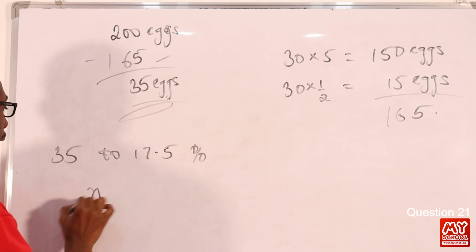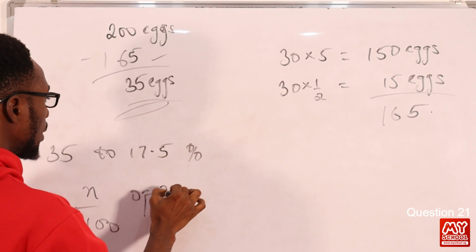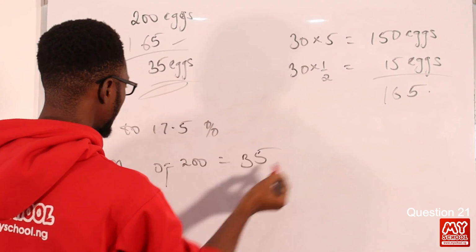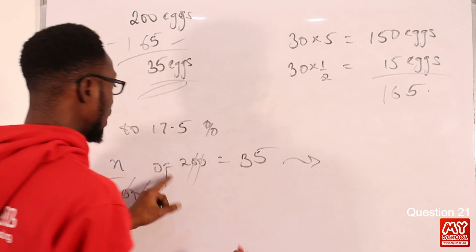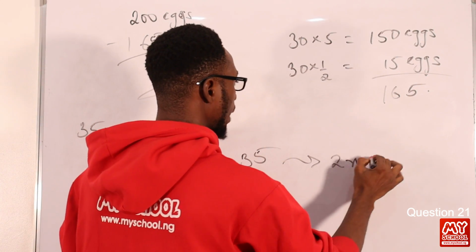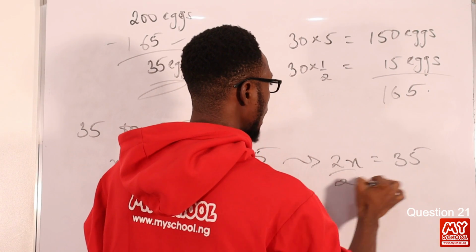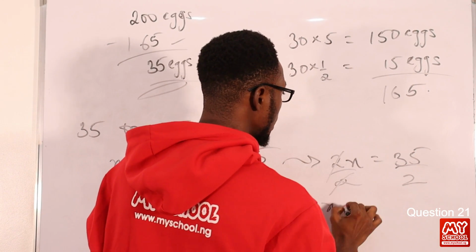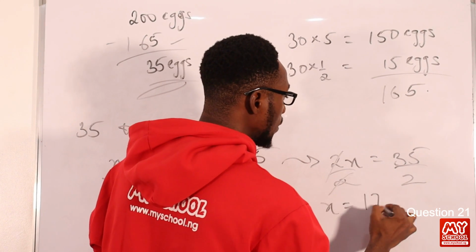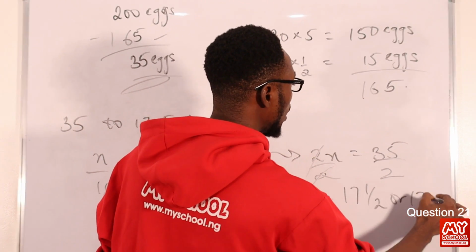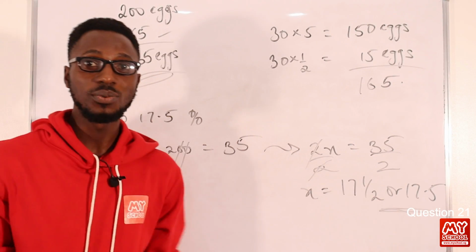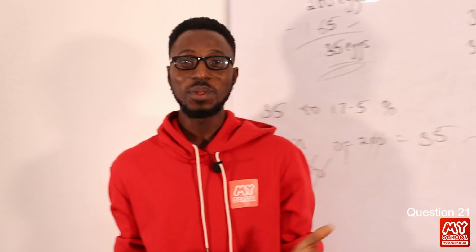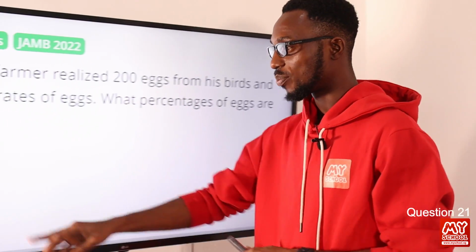We're just going to say X percent of 200 equals 35. So basically we can cancel this, isn't it? So what do we have? Of means times. So 2 times X, we have 2X equals 35. We divide both sides by 2. So we have X equals 35 over 2, or 17 1 over 2, or 17.5. So 17.5% of the total eggs is what we have left. So let's run a confirmation from the options provided. Yes, we have that. Option C is the right option.